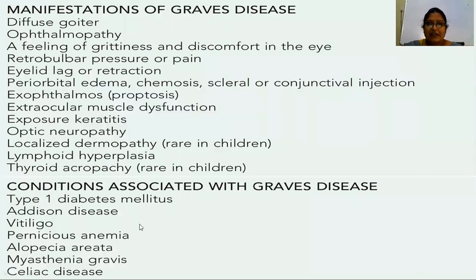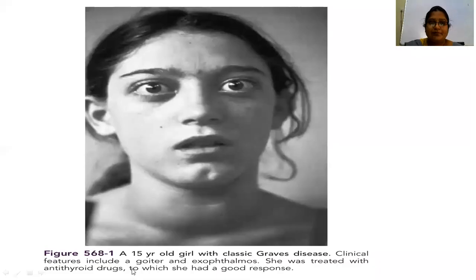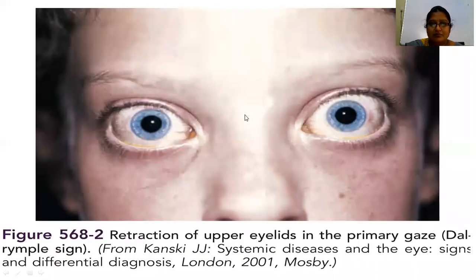Okay. Then conditions associated with Graves' disease are type 1 diabetes mellitus, Addison's, vitiligo, pernicious anemia, alopecia areata, myasthenia gravis, and celiac disease. These are all autoimmune conditions. In this picture, you can see the goiter and then exophthalmos. In this primary gaze, there is retraction of the upper eyelid. Okay, it's known as Dalrymple sign.